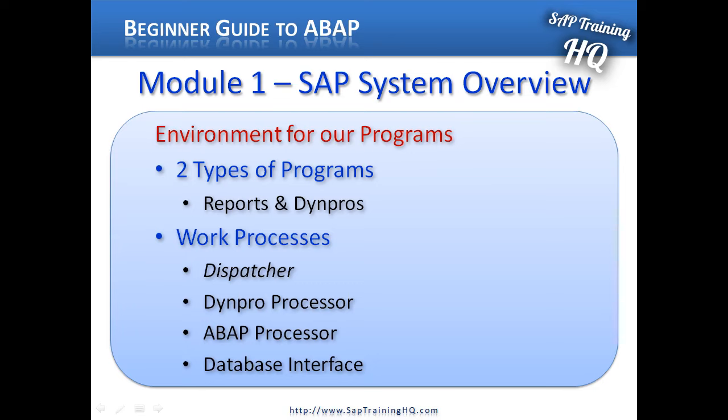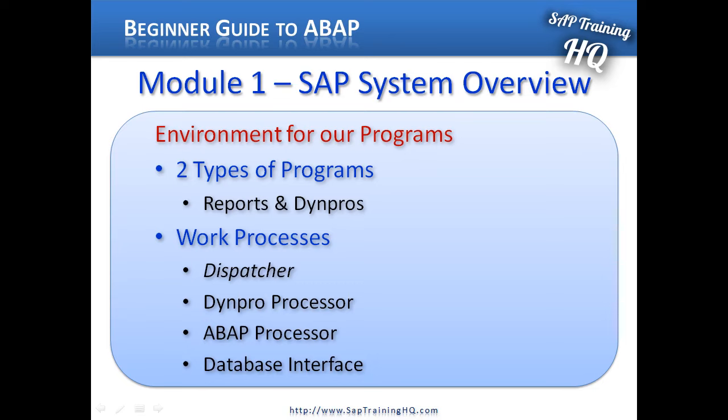When a user runs a report, they typically get a selection screen. Once they enter their selection parameters and execute the report, they normally cannot intervene in the execution of the program. The program runs and then displays the output.